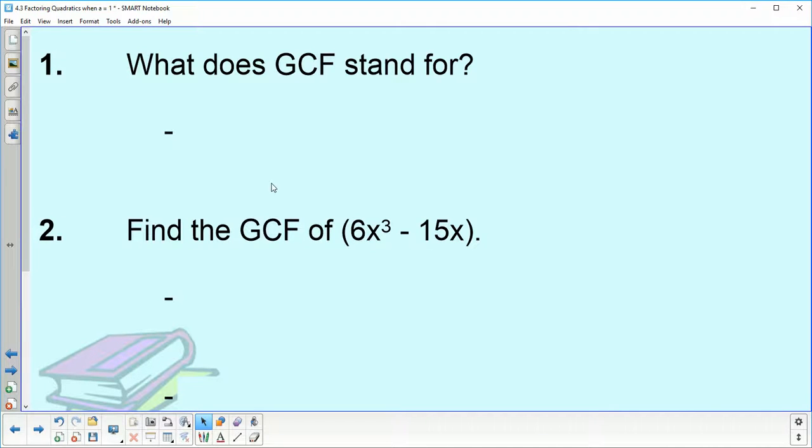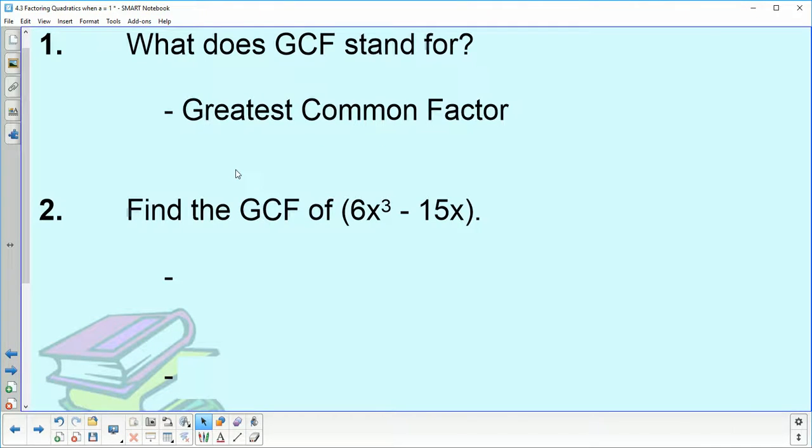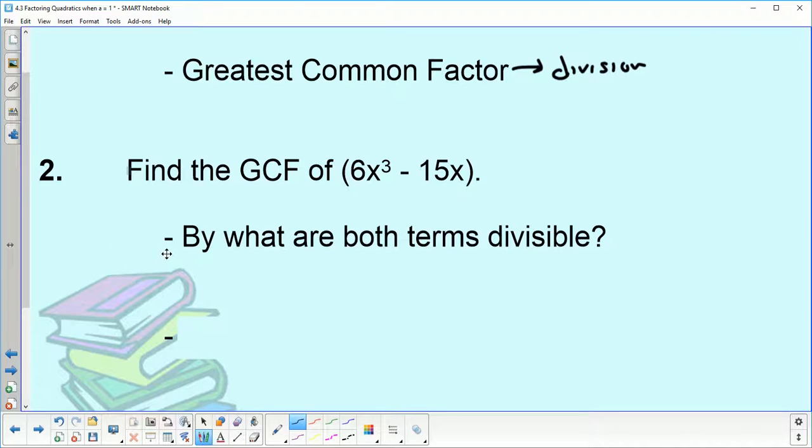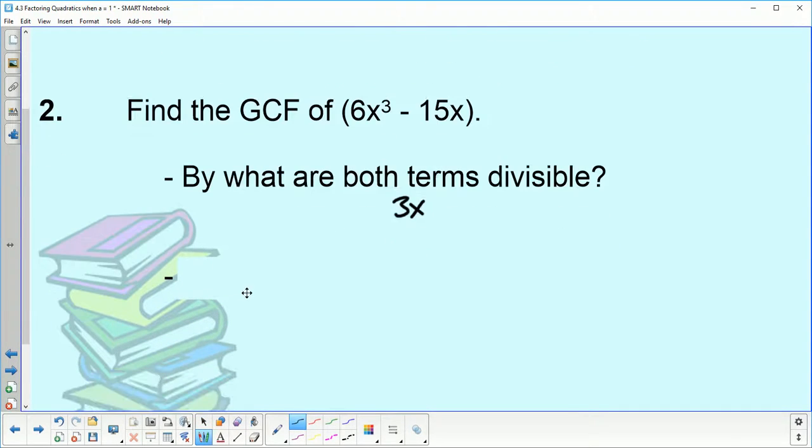This is nothing new for us. It's a review. GCF stands for the greatest common factor. And when we talk about a common factor, we want to think about factoring as division. Okay, factoring is really just division. So if I have an example here of 6x cubed minus 15x, what I'm looking for is what are both terms divisible by. Well, you see I can divide both the 6 and the 15 by a 3. So I could say they are both divisible by 3, and then you notice one has an x cubed and one has an x, so they are actually both divisible by 3x.